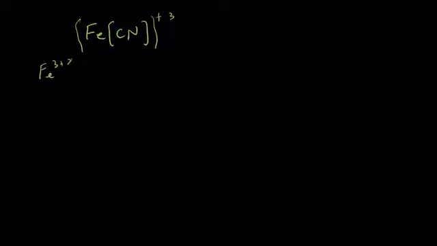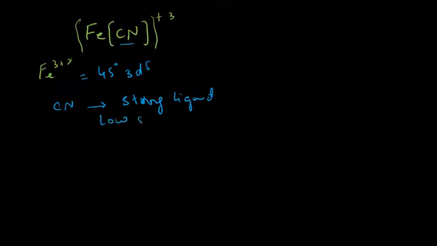So now we take another example like iron 3+. Okay, here we have the carbon iron plus 3. For iron plus 3, the electronic configuration is 4s2 3d5. Here the ligand is the same, so this is the strong ligand, and it means that this is the case of low spin. Why is it the case of low spin? Because now the electron pairing is possible in this case.